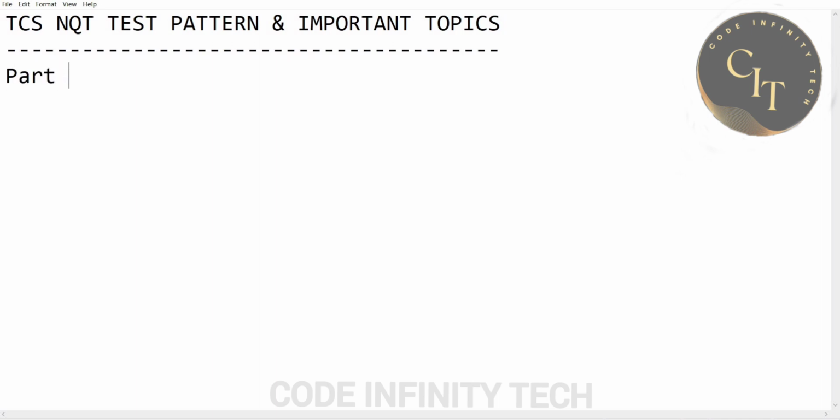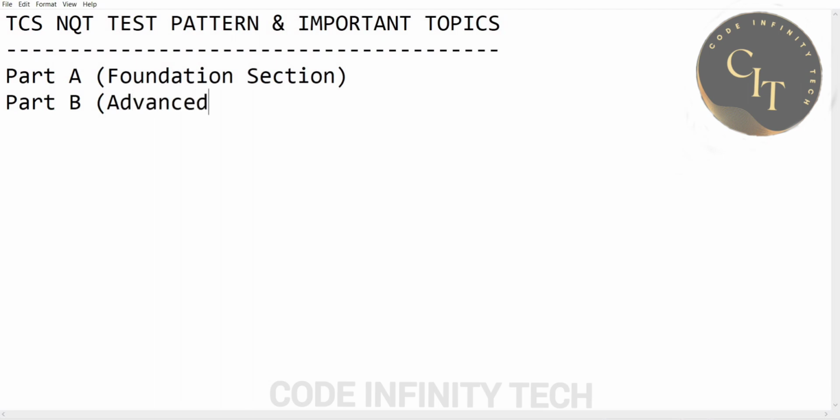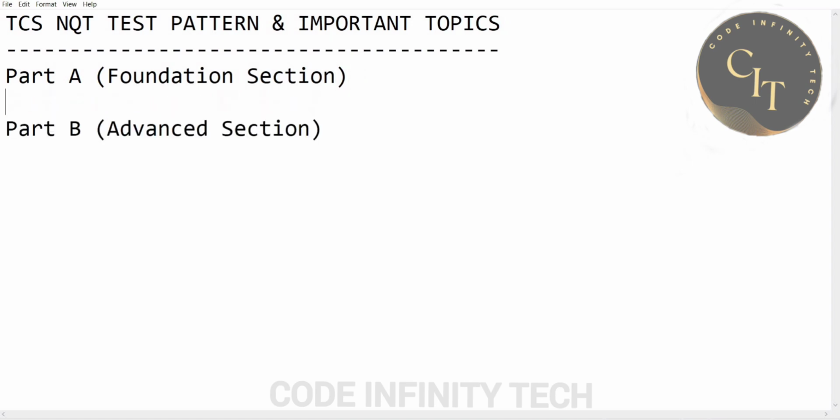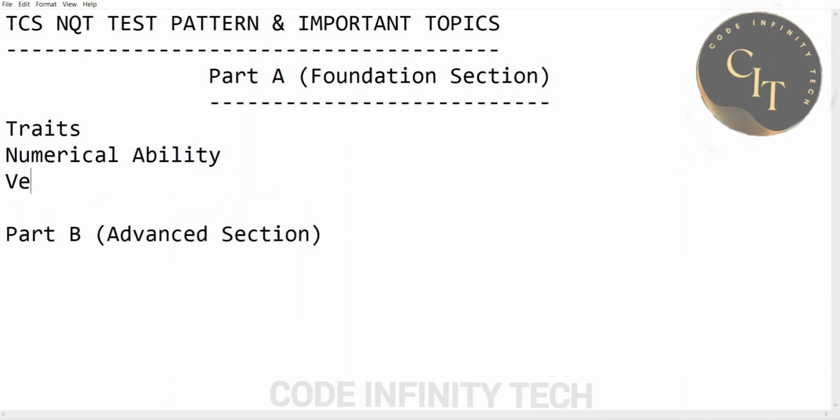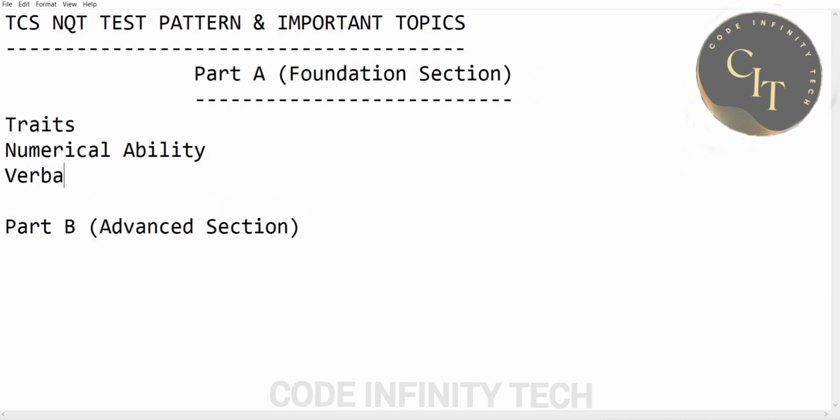So firstly, the whole test will be of two parts: Part A and Part B. The first part will be the foundation section and the second part will be the advanced section. So basically in the foundation section you can solve the questions somewhat easily, but in the advanced section the aptitude questions will be a bit advanced. So let's discuss what the topics are in each of the foundation and advanced sections, and also roughly discuss the number of questions in each section.